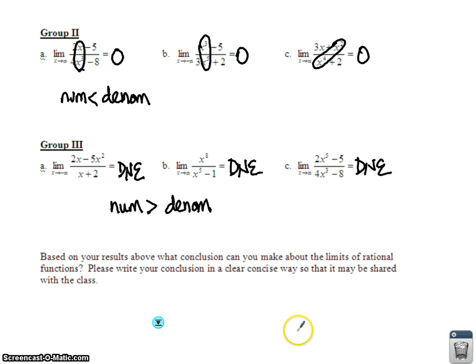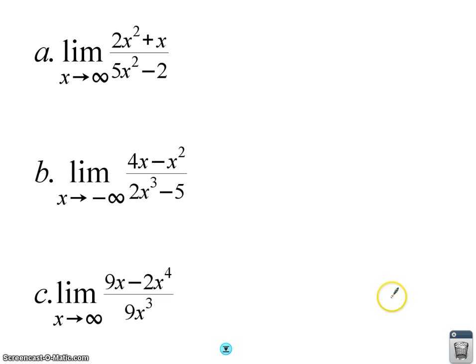So right now you want to formulate a conclusion based on the three groups and try to write your conclusion in a clear, concise way that you might be able to share with the class tomorrow. But try to come up with those conclusions yourself before moving on in the video, because I will unfortunately give it away in a little bit. Now, based on the conclusions you were able to draw, see if you can evaluate each of these limits on your own.